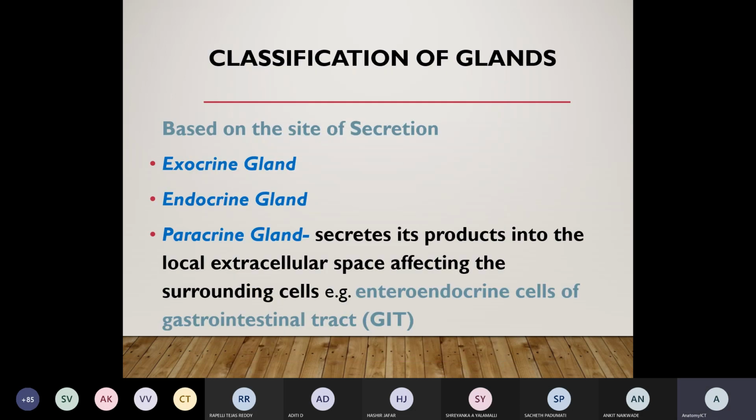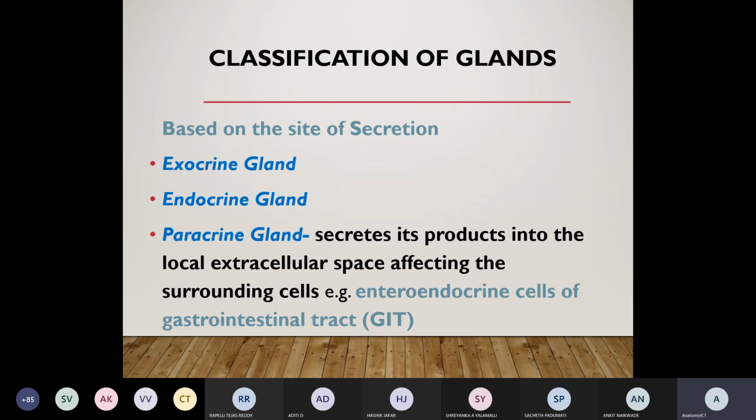Now when you move to the classification of this particular gland, based on the site of secretion, that is, where that particular organ is secreting and where it is situated in our body, we have classified them accordingly. We know the exocrine gland, another is endocrine, and one more is the paracrine gland. These paracrine glands secrete into the local extracellular space, affecting the surrounding.